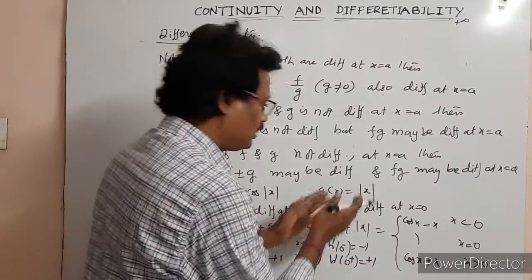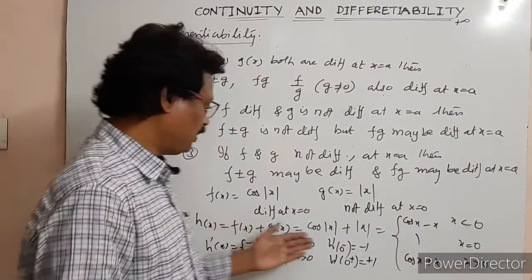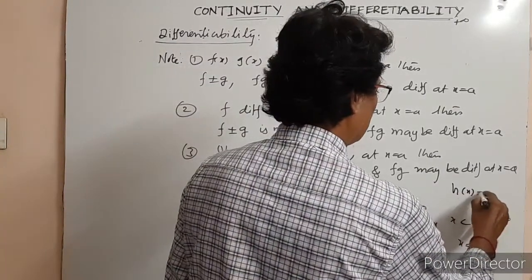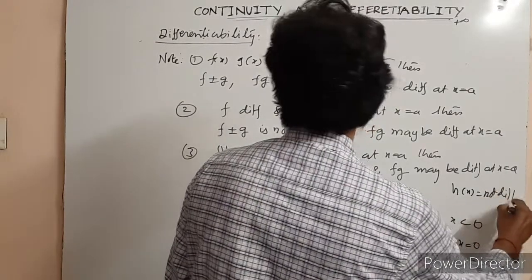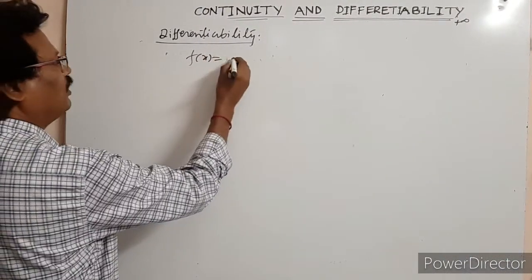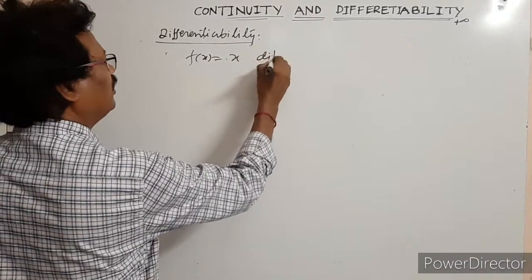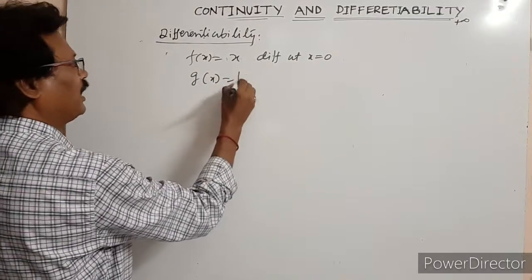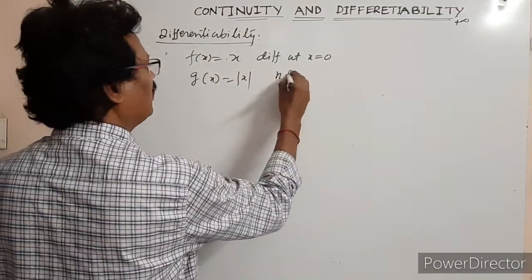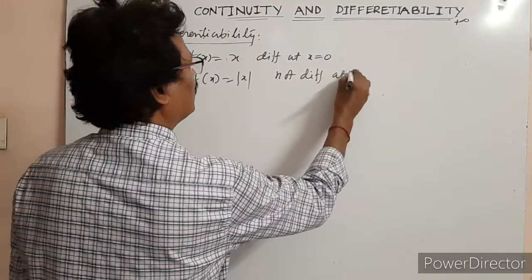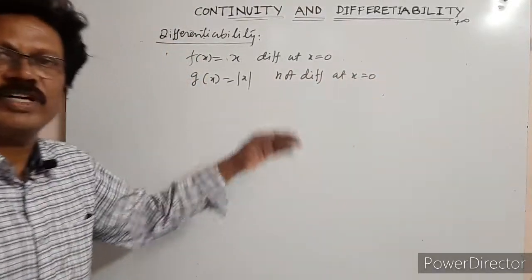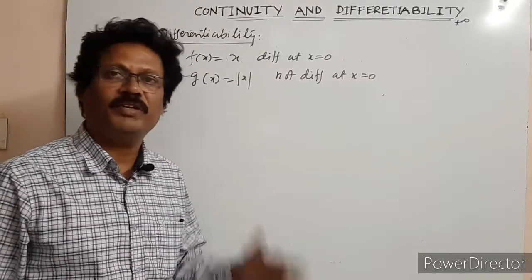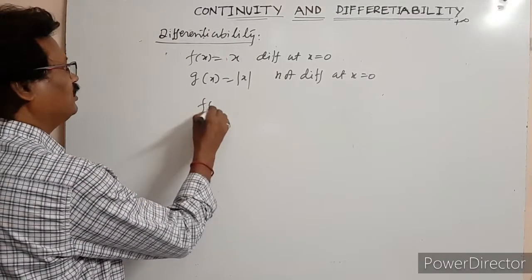If one of the functions is not differentiable, then f(x) plus g(x) is not differentiable. Therefore h of x is not differentiable. Now taking f(x) equal to x, it is differentiable at x equal to 0, and g(x) equal to mod x, which is not differentiable at x equal to 0. When one function is not differentiable, the sum may not be differentiable, but the product may be differentiable. Let us see the product of these.